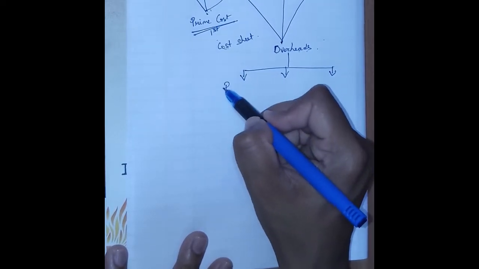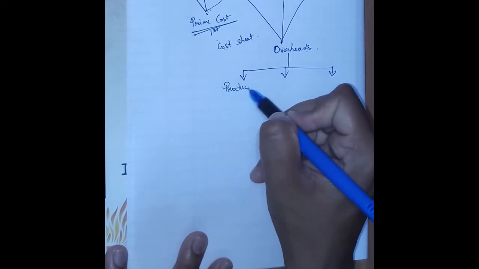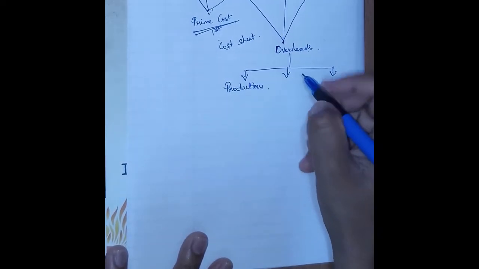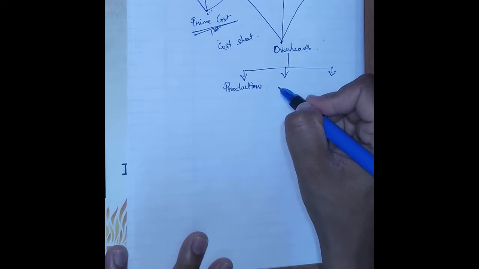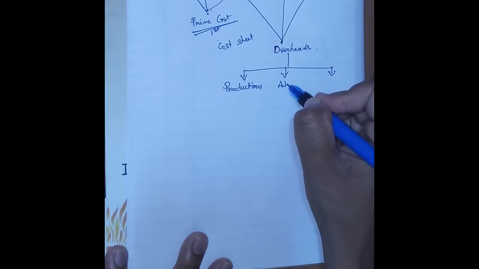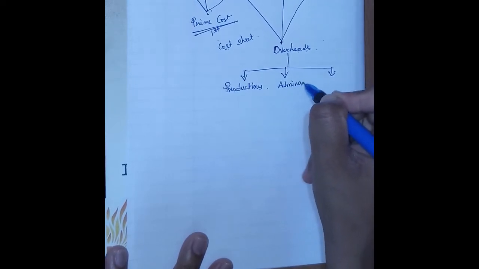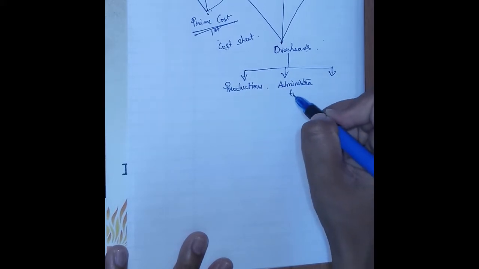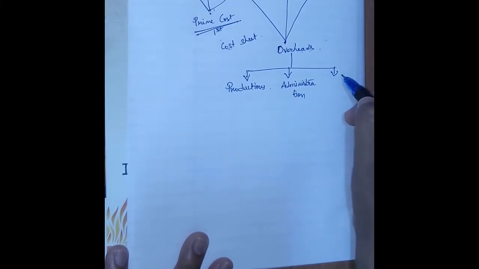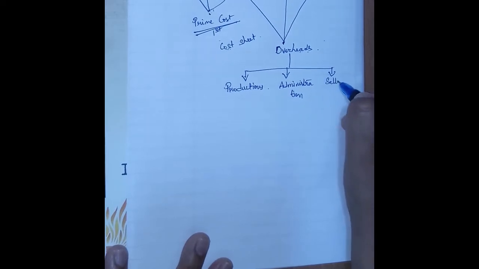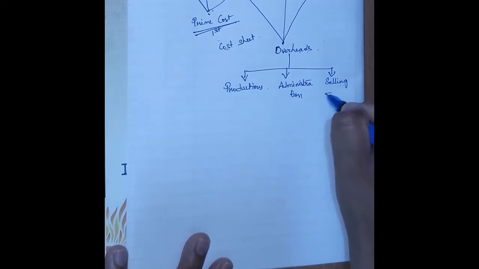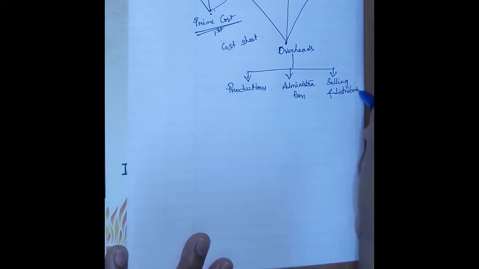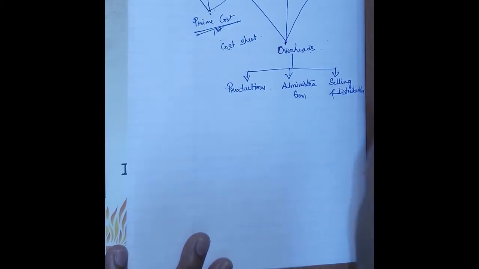One is production, next is administrative, another one is selling and distribution.